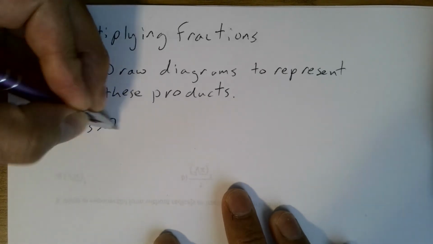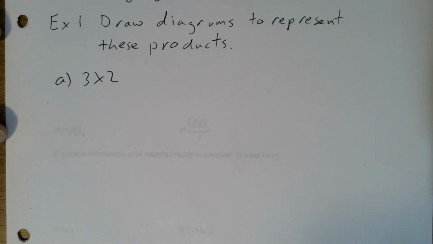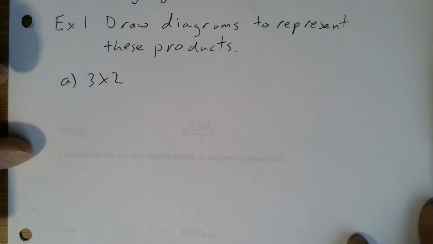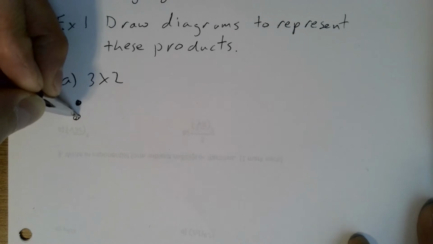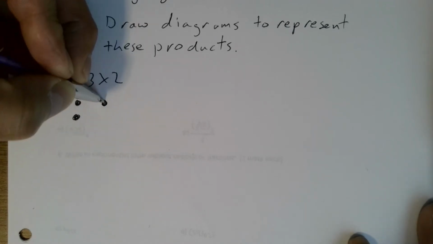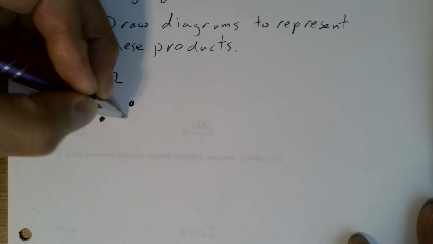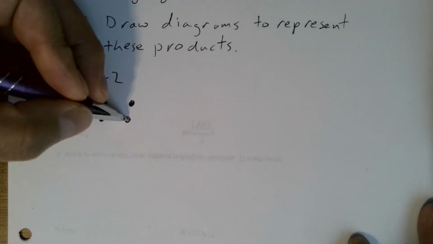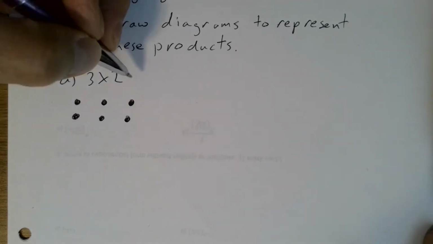3 times 2. Okay, and hopefully you remember from elementary school that 3 times 2 means 3 groups of 2 or 2 groups of 3. So I'm going to do 3 groups of 2. So there's a group of 2. There's a group of 2. And there's a group of 2. And obviously I've got 6 little pizzas there, or whatever you want to call them. So 3 times 2 equals 6.